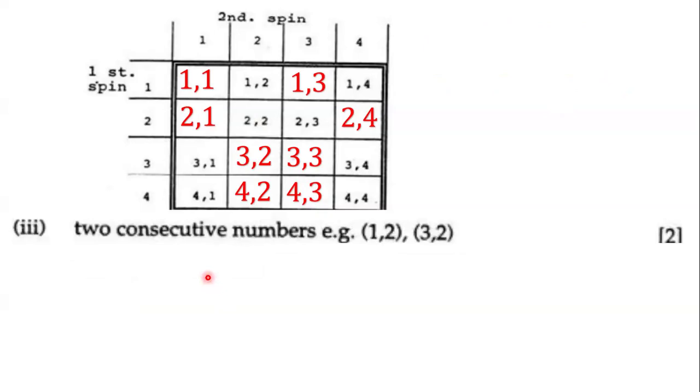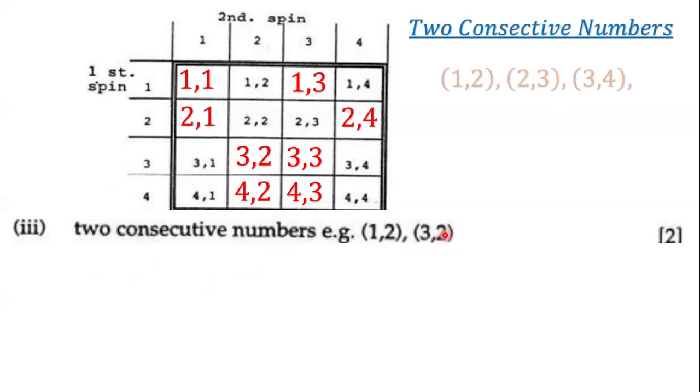Next, we need to figure out the probability of getting two consecutive numbers. So like 1, 2, 3, 2, right? They have to be consecutive, which means it comes one after the other, or it could be in reverse, right? And so two consecutive numbers could be 1, 2, 2, 3, or 3, 4. So we have 1, 2, that's consecutive. It could be 2, 1, that's in reverse. It could be 2, 3, or it could be 3, 2, that's this in reverse. It could be 3, 4, or it could be 4, 3. So this happens 6 times, right?